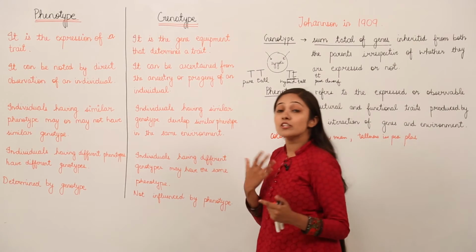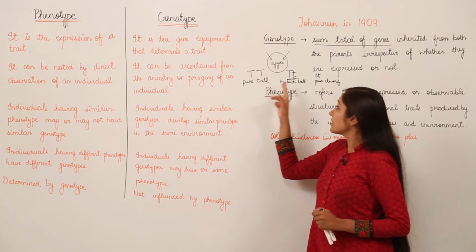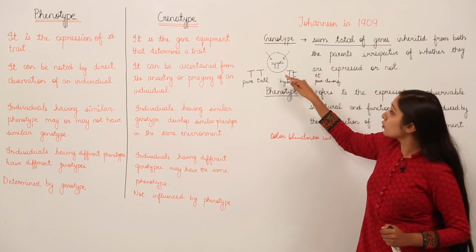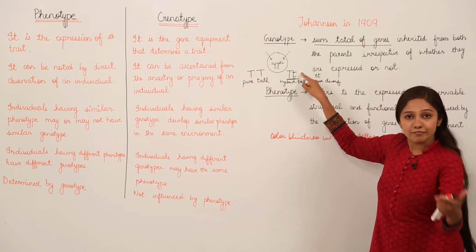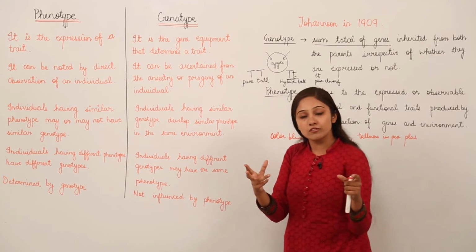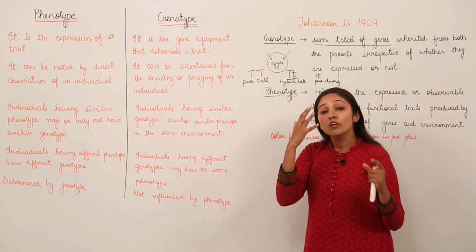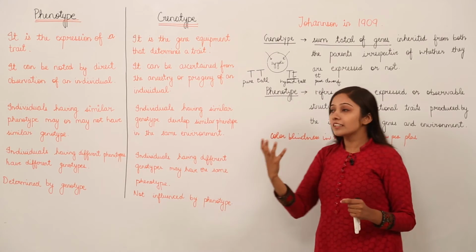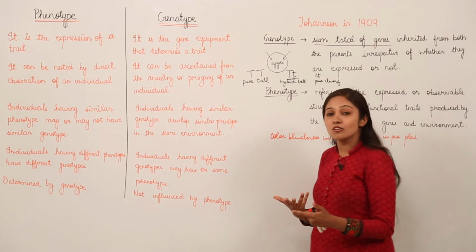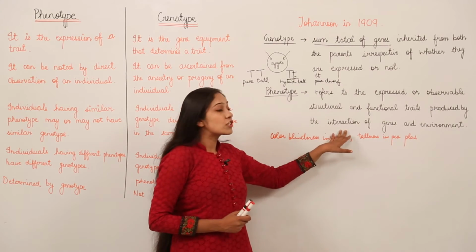Now see, when I talk about interaction of genes, what do we mean to say? As you can see here, we have two different genes. One is encoding for tallness and the other is encoding for dwarfness. So their combination is going to produce a hybrid tall plant. But the observable trait will be, when you look at this type of plant with this genotype from outside, with your eyes, what will you see? You will see a tall pea plant. So that means the phenotype is the expressed or observable structural and functional trait produced by the interaction of genes and their environment.